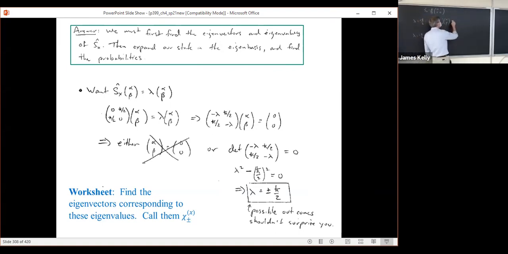Sx operating on that vector is equal to lambda, and we're taking the case plus h bar over 2 times that same vector back again. And we find out that tells us something about a relationship between alpha and beta. So see what that relationship is, and then normalize the eigenvector as usual. And we do the same thing for the other eigenvalue.